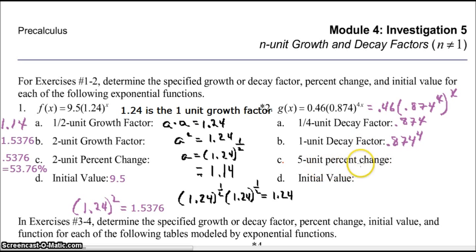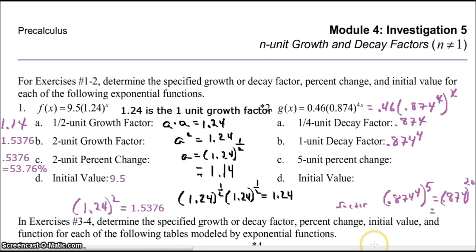Then the 5 unit percent change. Well, first we would have to find the 5 unit decay factor. And so the factor, we'd take the 1 unit decay factor and multiply it by itself 5 times, which just means we raise it to the 5th power, which is 0.87 to the 20th. Again, from our rules of exponents, 4 times 5 is 20.